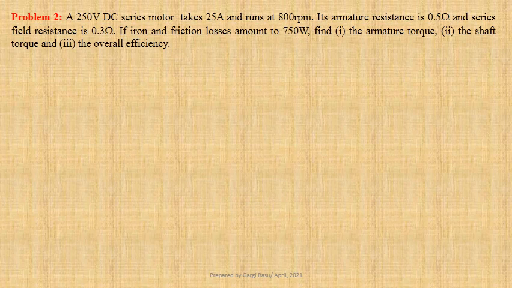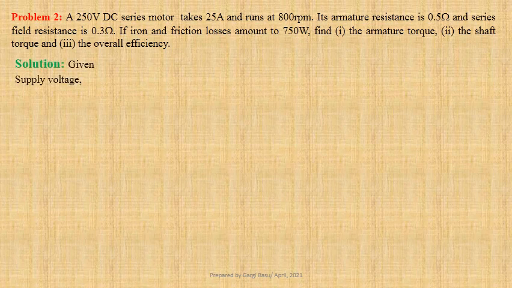A 250 volt DC series motor takes 25 ampere and runs at 800 RPM. Its armature resistance is 0.5 ohm and series field resistance is 0.3 ohm. If iron and friction losses amount to 750 watt, we have to calculate the armature torque, the shaft torque, and the overall efficiency. Let us first jot down the given data.